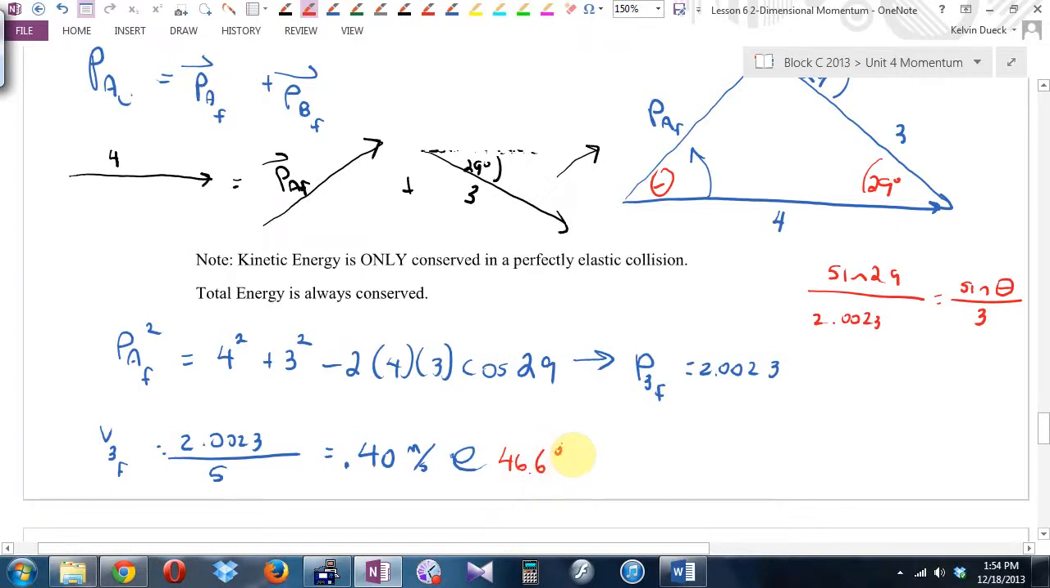What of what? North of south, east of west? What of what? North of east. North of east.